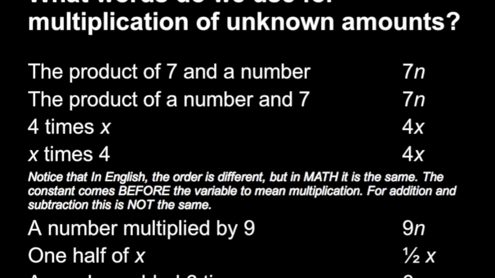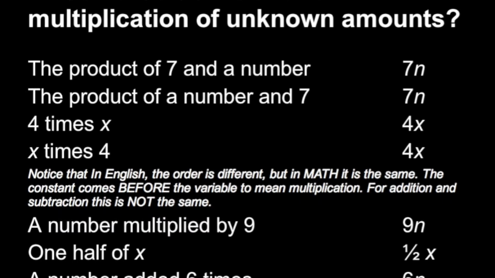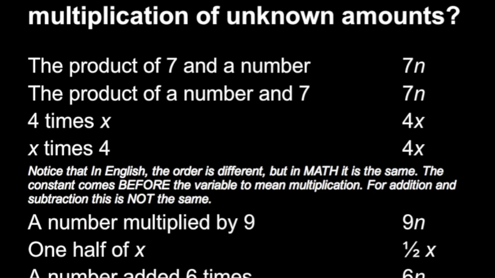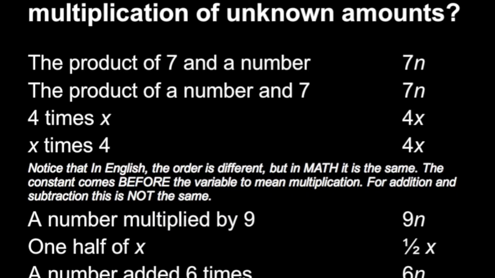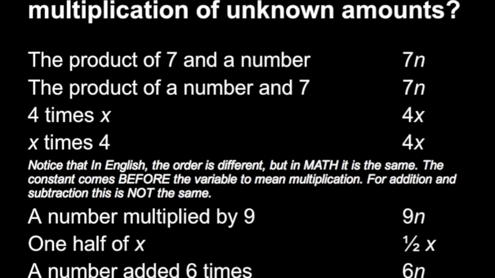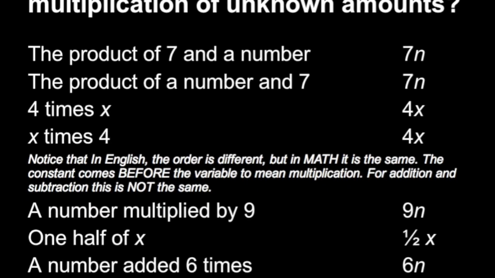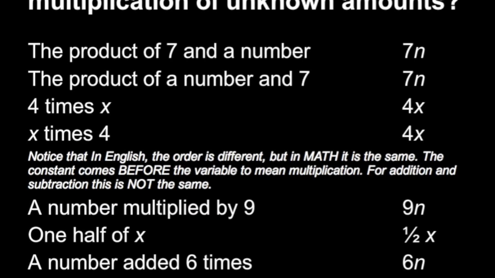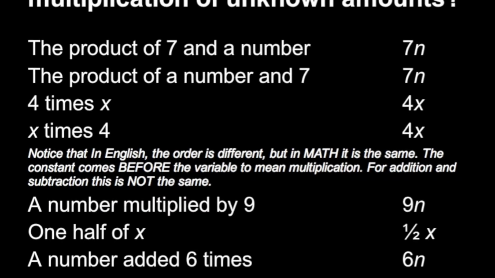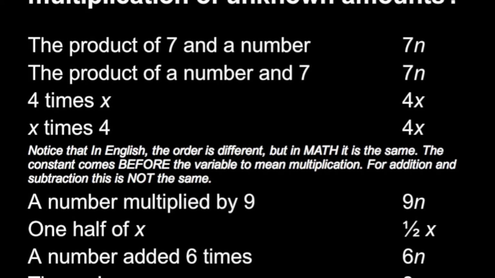Notice that in English the order is different, but that in math it's the same for multiplication. The constant comes before the variable to mean multiplication. For addition and subtraction, this is not the same. The order, in fact, changes as we say it differently in English.